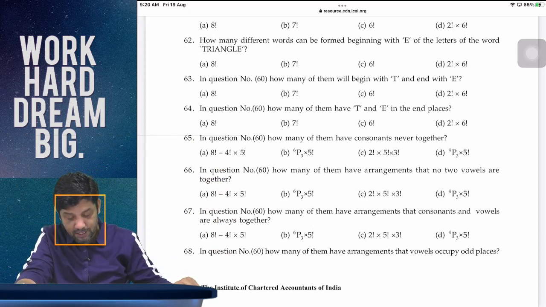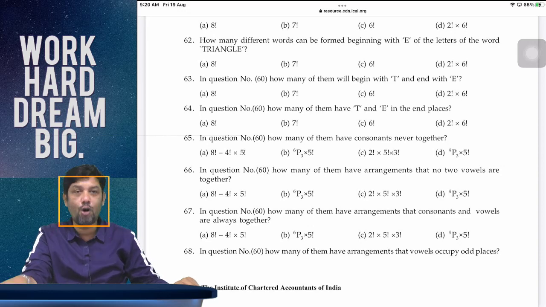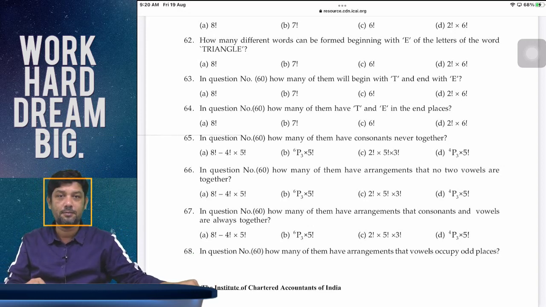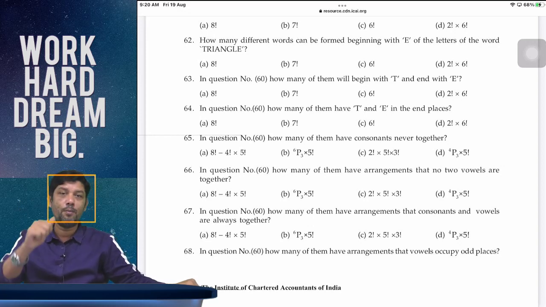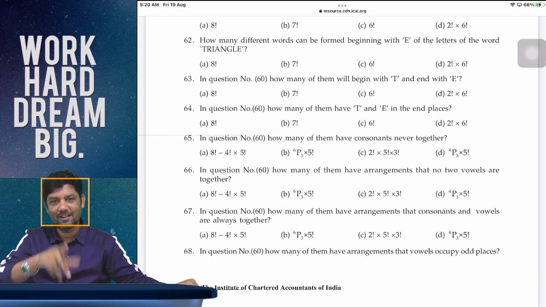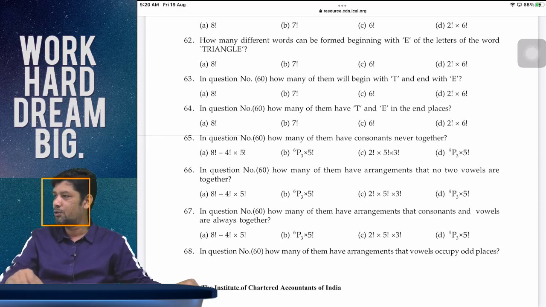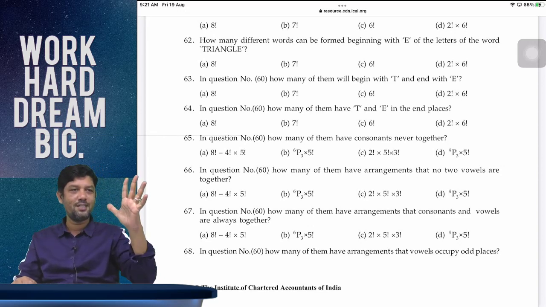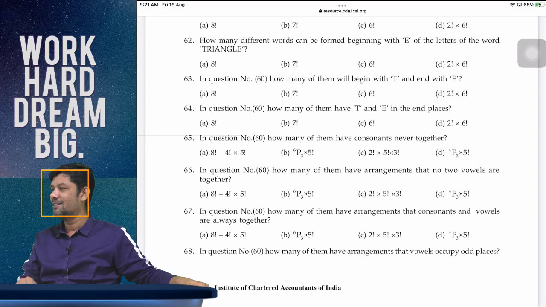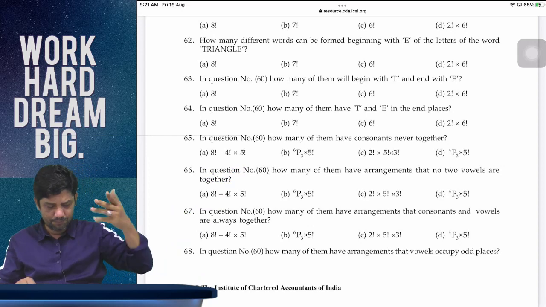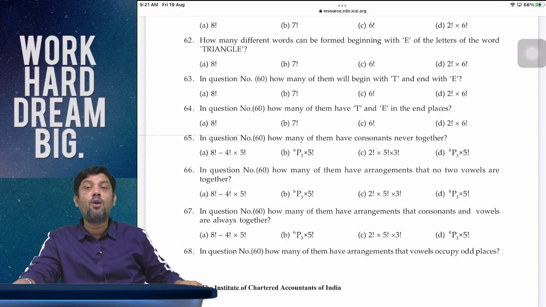Okay. In the next question, how many of them have consonants never together? How many consonants are there? 5 consonants are there. How many of them are never together? I don't get it. Total minus. Okay, how many consonants are there? Never together, is it possible? Only 3 vowels and 5 consonants. Never together is possible? Hey, how is it possible? 3 vowels, 5 consonants. How will 5 consonants be never together? Either I have to remove one consonant or... So not possible. It may be vowels never together.